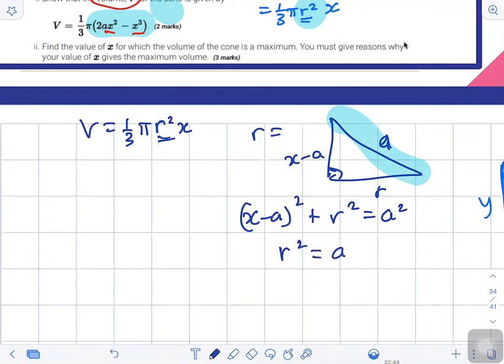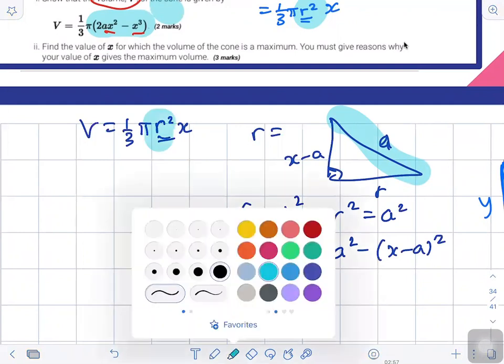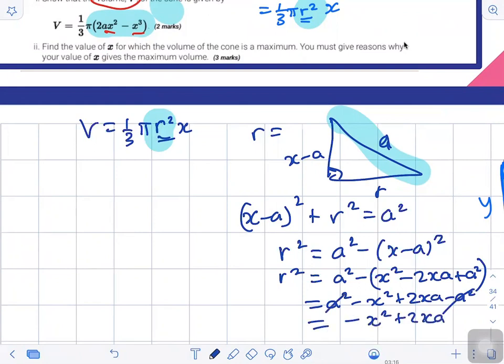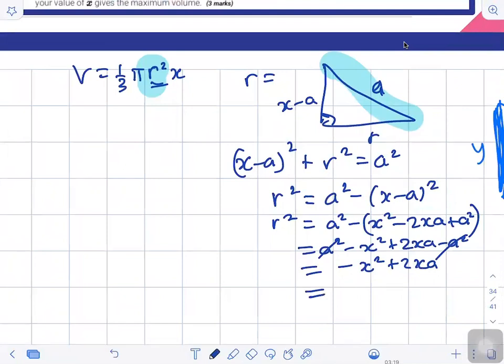So r squared is a squared minus (x minus a) squared, because we want to get it all in terms of x. So we actually want to get rid of this r. Okay, so that's going to be a squared minus, this will be x squared minus 2xa plus a squared, which is a squared minus x squared plus 2xa minus a squared. So the a squareds cancel out, so it's minus x squared plus 2xa, which is equal to 2xa minus x squared. And if you factorize, it's x(2a minus x). So that's basically what r squared is.